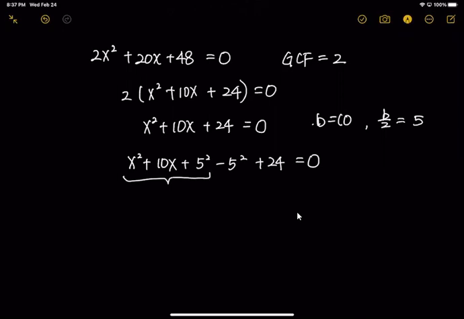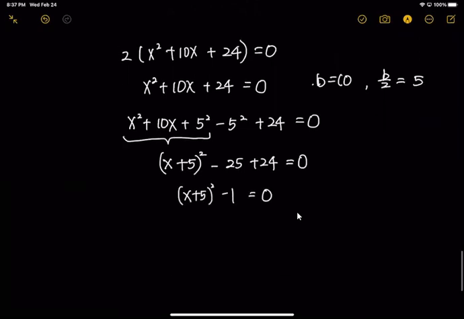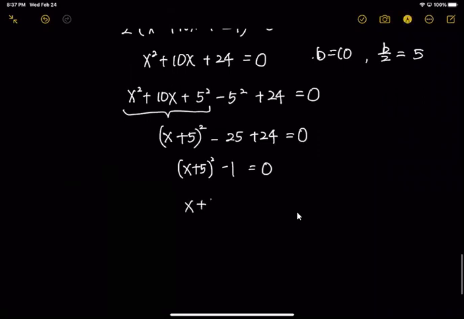The first 3 terms are equal to what? The perfect square, which is x plus 5 squared, minus 25 plus 24, which is equal to 0. So x plus 5 squared minus 1 equals 0. So x plus 5 squared equals 1. Again, you take the square root on both sides. We will have a positive and negative solution.